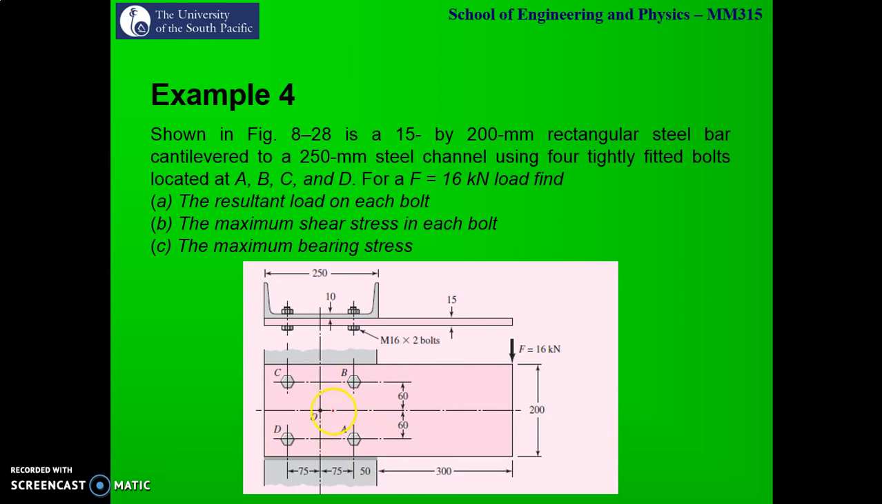So the distance of the centroid from the point of application of this applied force is simply 300 plus 50 plus 75. So that's something that we need to consider. The distance of the centroid to the point of application of the 16 kilonewton force is 300, which is over here, plus 50 and then plus 75. That distance is important when we do our calculation a little bit later.